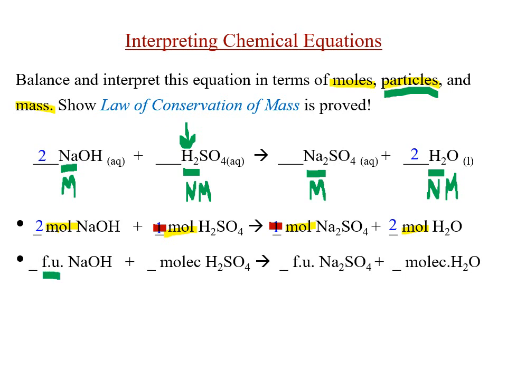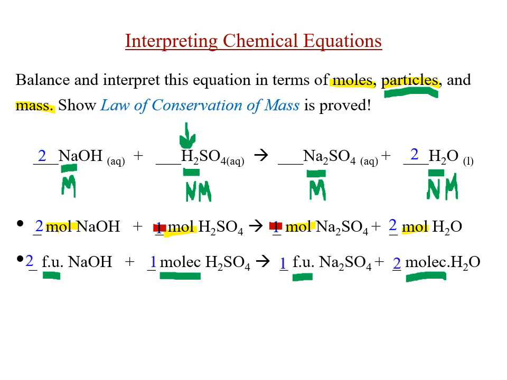Formula unit, molecule. Remember when you abbreviate molecule to go all the way to the C. Formula unit, and again, molecule. And once you have the right particles, then you can put your coefficients in place. So here's what we know.